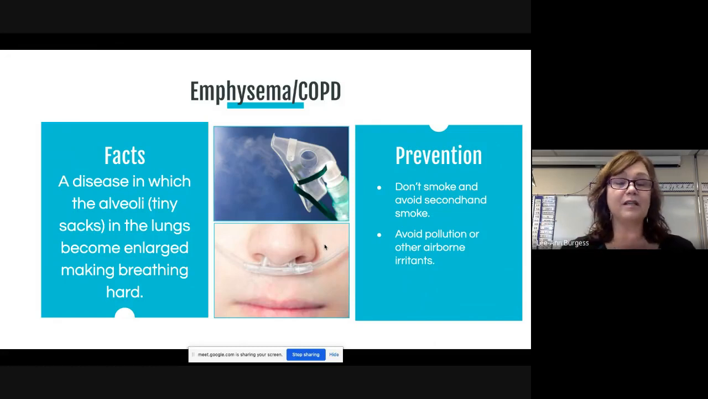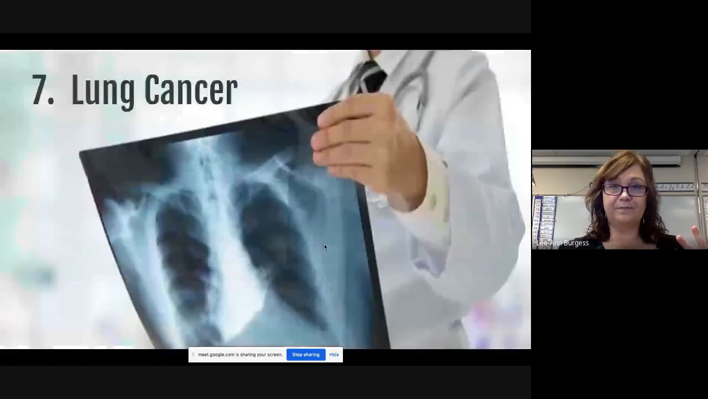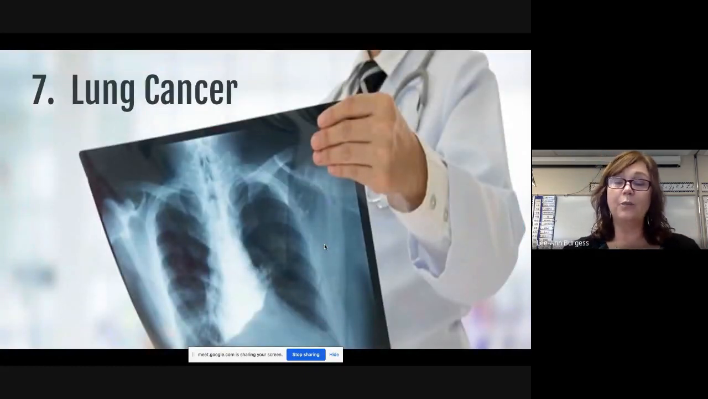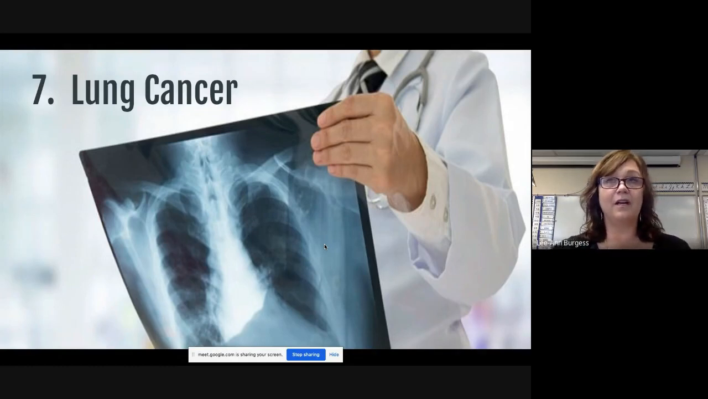Okay, so number 1 was the common cold. Number 2 was asthma. Number 3 was laryngitis. Number 4 was bronchitis. Number 5 was pneumonia. The 6th condition is emphysema or COPD. And our last condition is lung cancer. We talked about this a little bit in lesson 5, that cigarette smoke causes angry cells, and angry cells grow cancer, right? And then they get so strong that they don't allow healthy cells to build up. So lung cancer is the final medical condition.